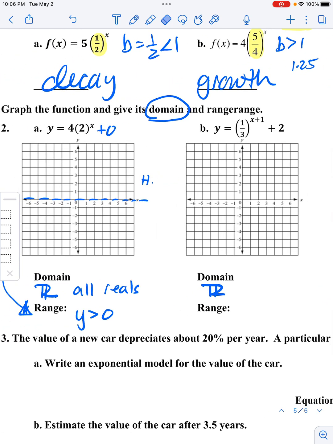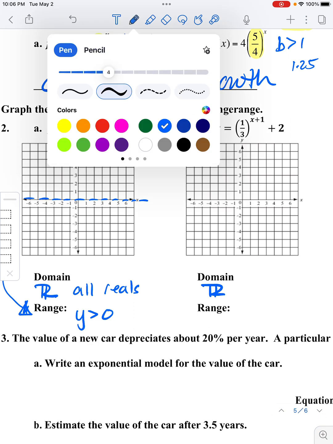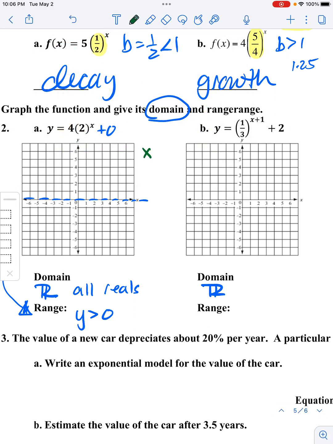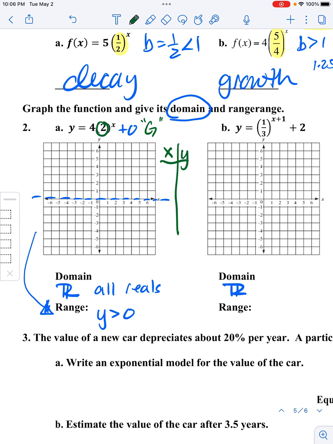graph. I'm going to erase this so I have a spot here. I'm going to go ahead and put my table. This one has a 2 here, which is bigger than 1, so I expect this to be growth. So it should go up from left to right, but never touch this asymptote. So I'm going to go ahead and plug in some numbers. I'm looking at the answer key online, and I never even drew the graph. So let's do that now.